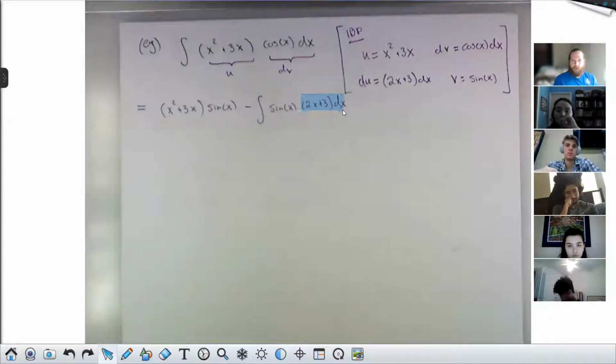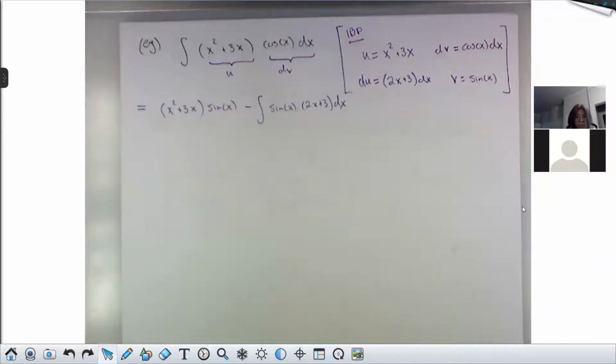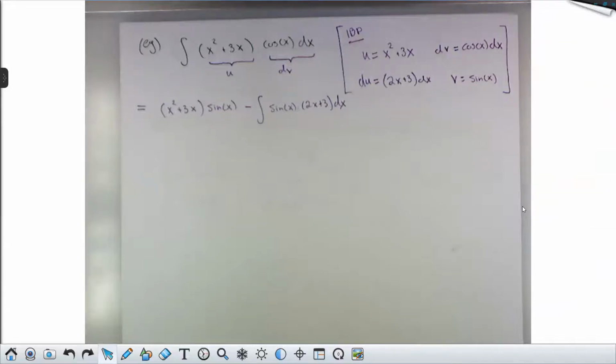And if I could get rid of that polynomial all the way, then I just have a sine or a cosine. I know how to integrate those. So if I can knock this from a quadratic function down to a linear function with one run of integration by parts, what could I do to get rid of this completely? Yeah, exactly, Matthew. More integration by parts.